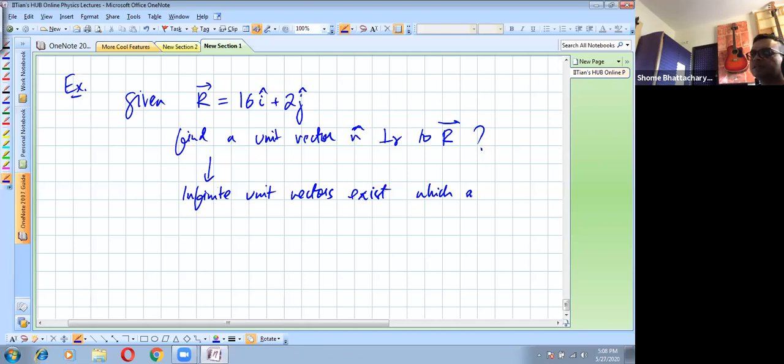Let's understand why infinite unit vectors exist. Because think in terms of 3 dimensions. Just think of any plane that is cut perpendicularly by this vector R. So you realize that infinite such unit vectors lie in that plane. So we cannot really draw any one of them. Understood? But if we restrict the idea to 2 dimensions, then we can say that yes, there are 2 particular vectors which are perpendicular.